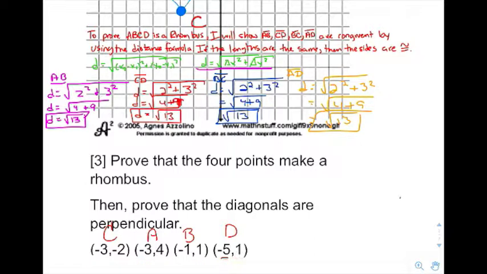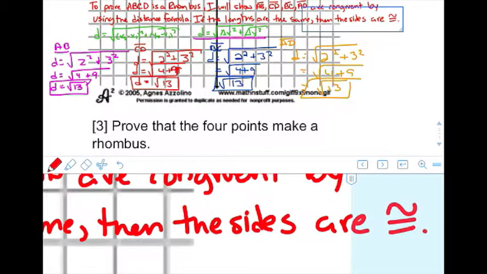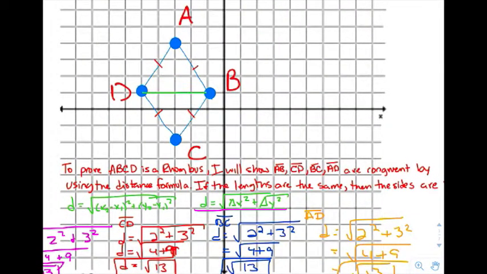So they want us to do something else, which proves that the diagonals are perpendicular. We should probably start in the same place with a statement of intent. Let's write it right here. So how do I prove that things are perpendicular? Well, I can go here to my diagram and kind of just test it out. Do they even look perpendicular to me? Well, actually, yeah, they do.